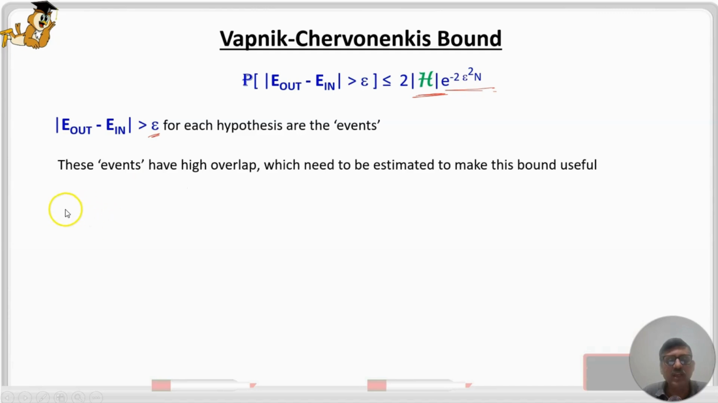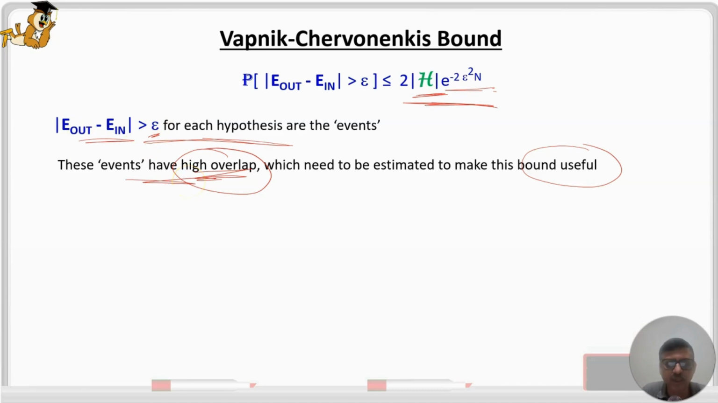These events we claim have a high overlap. Okay, these events have a high overlap which needs to be estimated to make this bound useful. This bound may not be useful because the cardinality of H could be infinite, let alone large. And therefore, if this bound has to be made useful over a set, we have to estimate the overlap of these events. Okay, the events being absolute value of E out minus E in greater than epsilon, right?